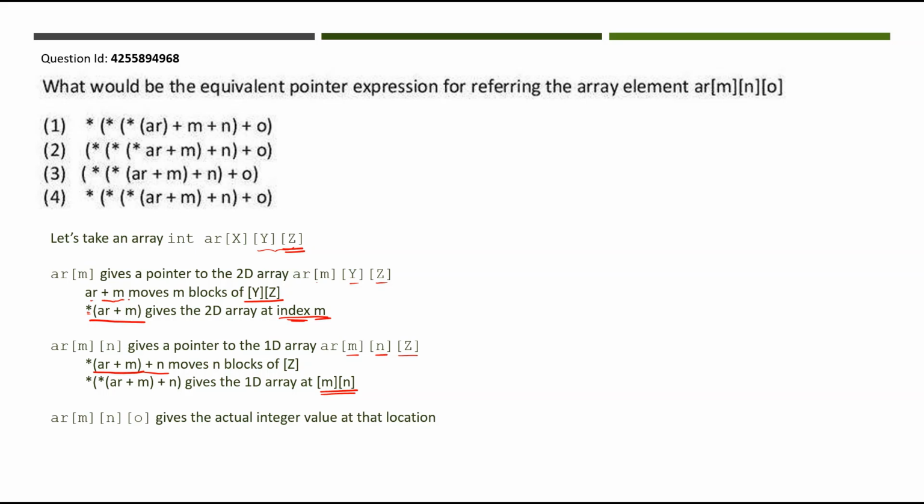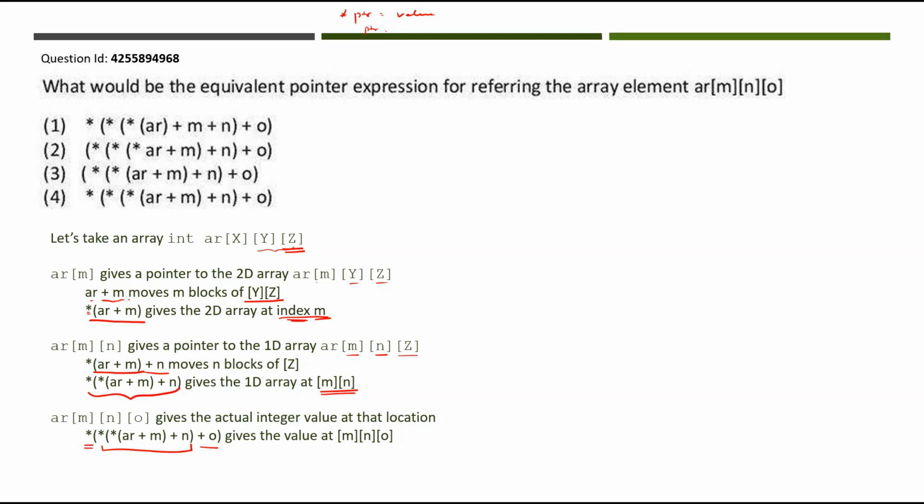So how will we refer this one? In order to get the exact integer value, what you have to do? We have to have plus O. Along with it, you are adding the pointer symbol here. Only when star of pointer is used, the value will be taken. When you use only the pointer, that location will alone be taken. So this will give the value.